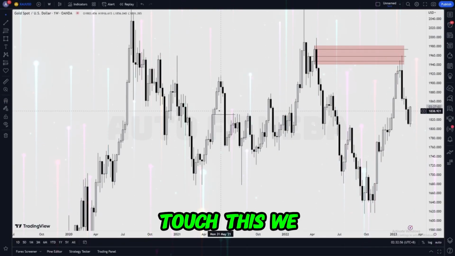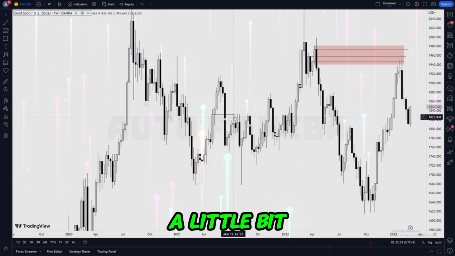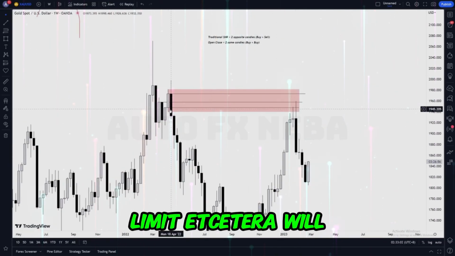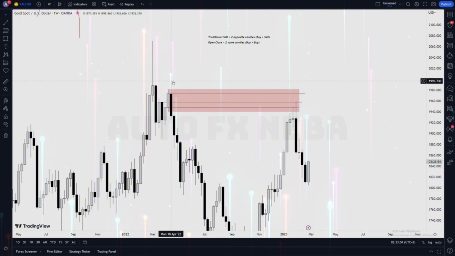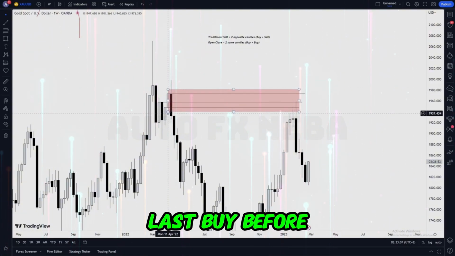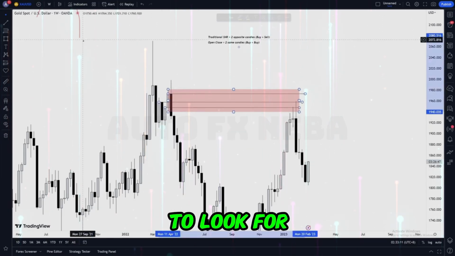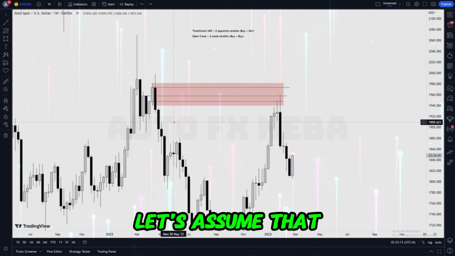We don't know if it's going to touch this. We don't know if it's going to touch this. That's why we have ourselves a little bit of SOP to follow. But the best ones, if you want to place a limit, etc., will be within the last buy before sell candle. That will be the best OHLC to look for. Okay, but again, let's assume that you have.